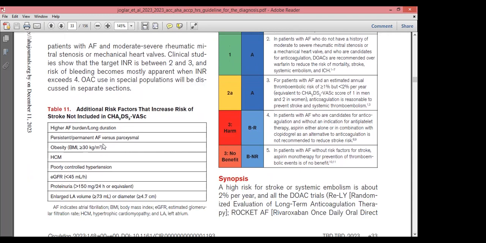So this table here on the right is just showing those additional factors I talked about earlier that are not included in the CHA2DS2-VASc score. So we can see obesity, hypertrophic cardiomyopathy, eGFR of less than 45, and large LA volume and diameter.